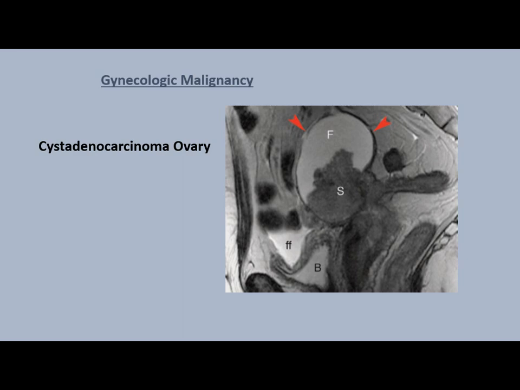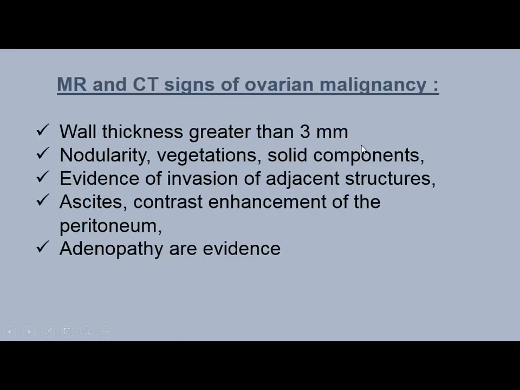Gynecological malignancies. At first, we have ovarian malignancies. This is an image of cystadenocarcinoma of the ovary. Usually there is a solid soft tissue mass, sometimes associated with cystic changes. MR and CT signs of ovarian malignancy: wall thickness greater than 3 millimeters, nodularity, vegetation, solid component, and evidence of invasion of adjacent structures. Ascites and contrast enhancement of the peritoneum are also signs of malignancy.